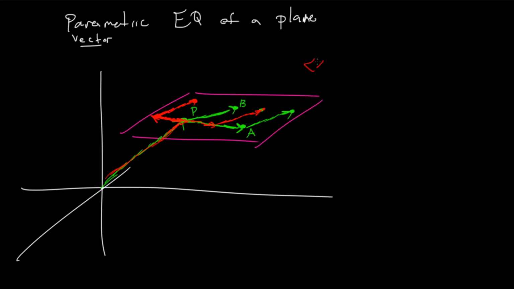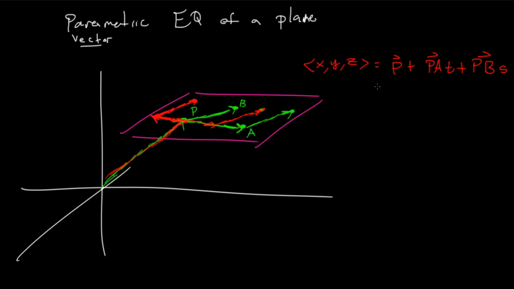Any point x, y, z in this plane can be described with a position vector, and then adding some multiple of PA, I'm going to say T, plus some multiple of PB, I'm going to use the letter S. So a position vector plus two direction vectors describe a plane in 3 dimensions.